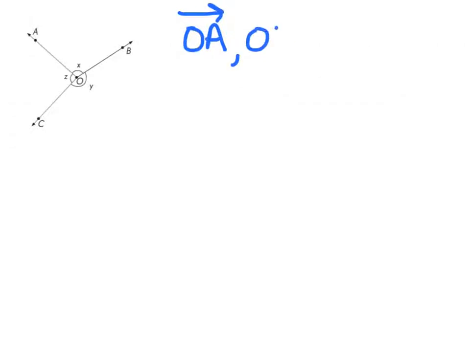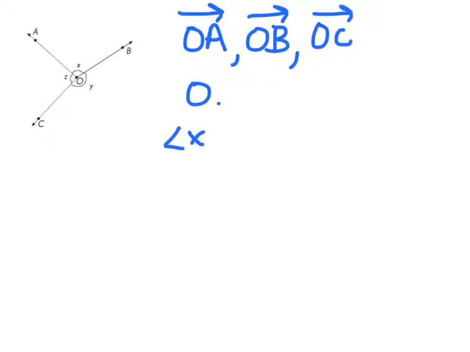In the figure shown here, ray OA, ray OB, and ray OC meet at the point O. Angle X, angle Y, and angle Z are all known as angles at a point.